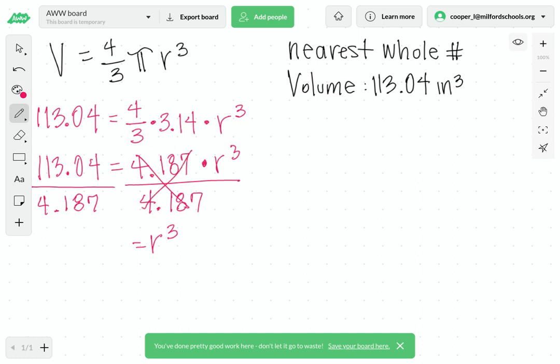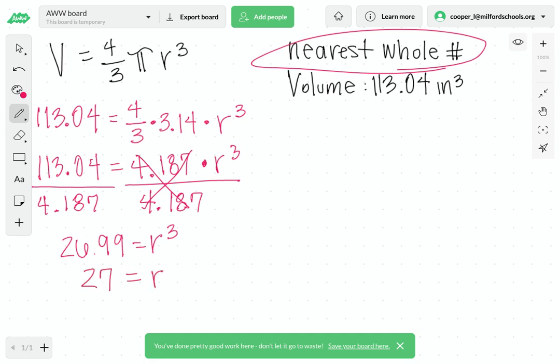So that leaves me with r cubed on this side. And then I'm going to get 26.99. I'm going to round that to the nearest whole number, which gives me 27 equals r cubed. We need to uncube that or cube root it. And that gives you an answer of 3 because 3 times 3 times 3 is 27. And so our radius is 3.